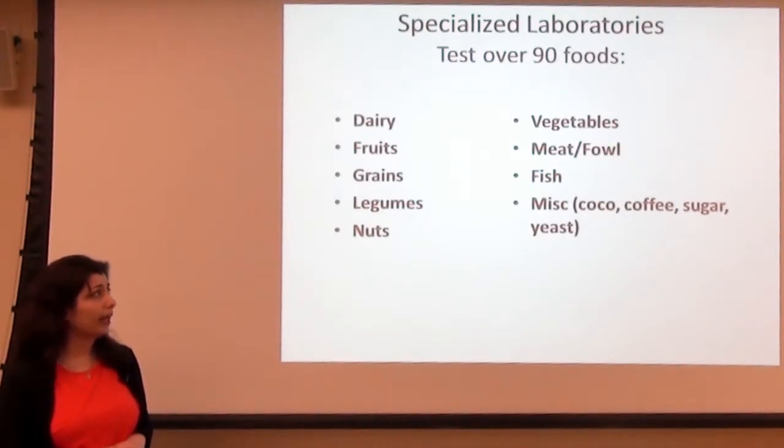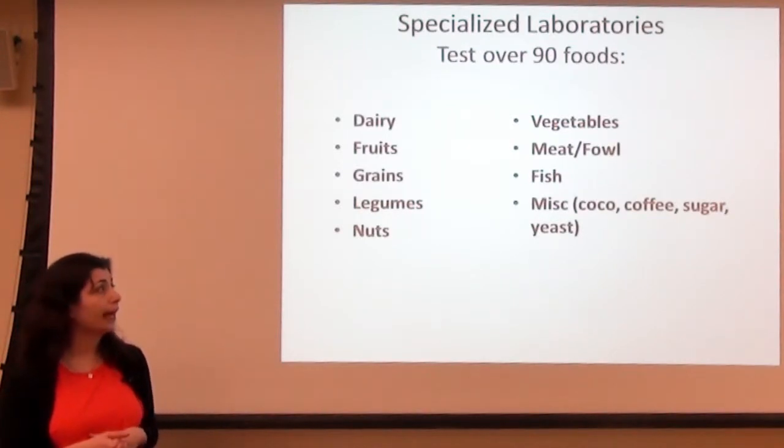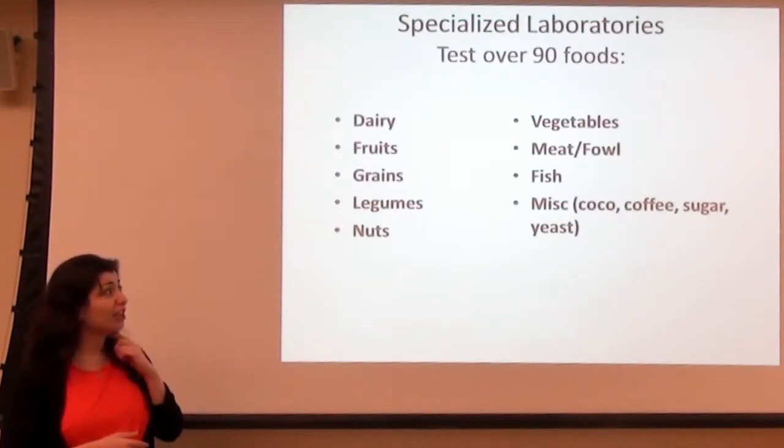Meat, again, very rare. Sometimes I see it to eggs. Actually, a lot I see it to eggs, so egg white and egg yolk. So the lab will check you for that. And then fish, again, very rare.